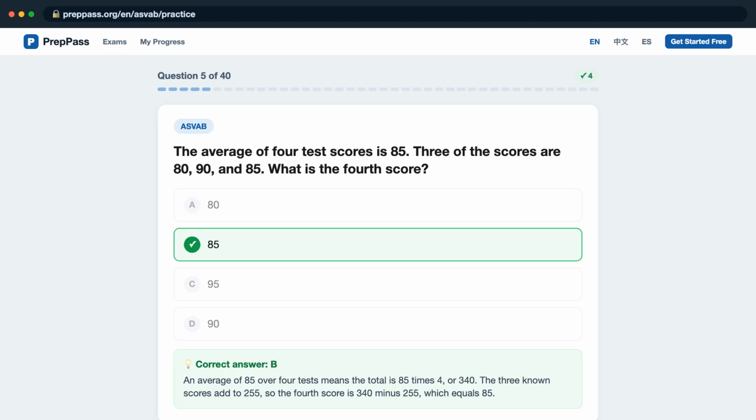An average of 85 over 4 tests means the total is 85 times 4, or 340. The 3 known scores add to 255, so the 4th score is 340 minus 255, which equals 85.